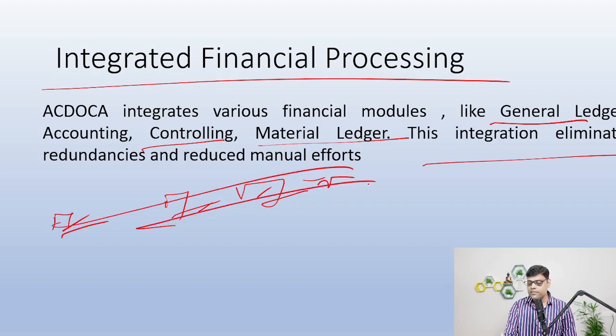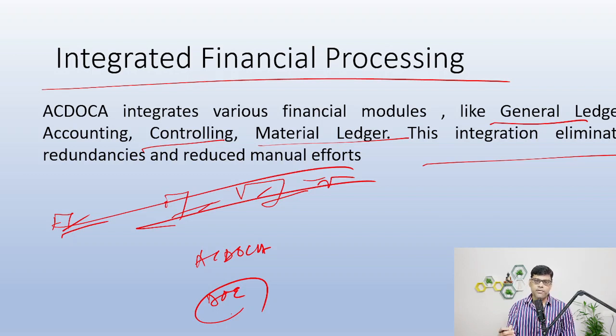Now all these tables are replaced with one table, that is your ACDOCA table, and one document. That's why here we are working on the principle of one. Principle of one means multiple solutions available in one single table. As a result, this integration eliminates a lot of data duplication. So that is integration of financial processing.